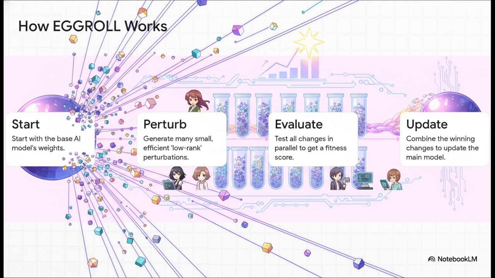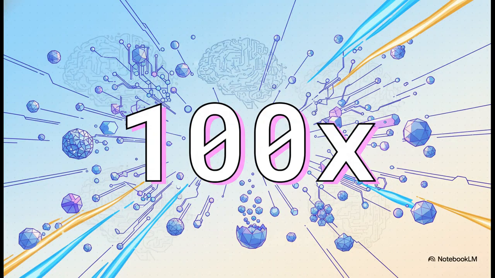You start with your base model, but instead of copying the whole thing, you just generate these tiny, efficient, low-rank change instructions. And because these instructions are so lightweight, you can test thousands of them all at the same time on a single GPU. Finally, you just take the instructions that worked best, combine them, and apply that update to your main model. So what does all this cleverness get you?